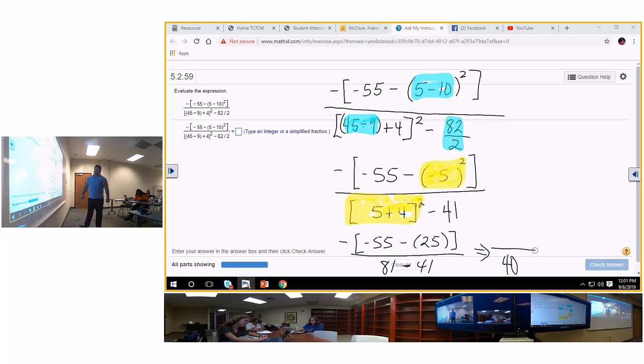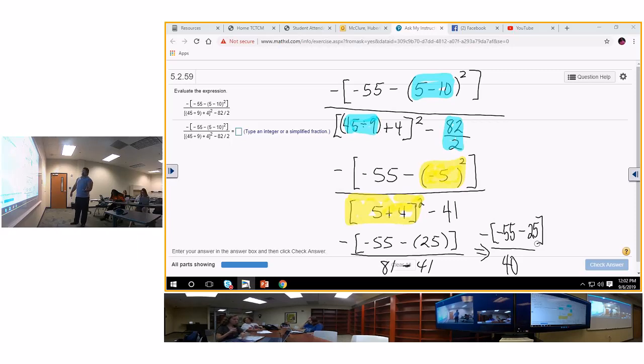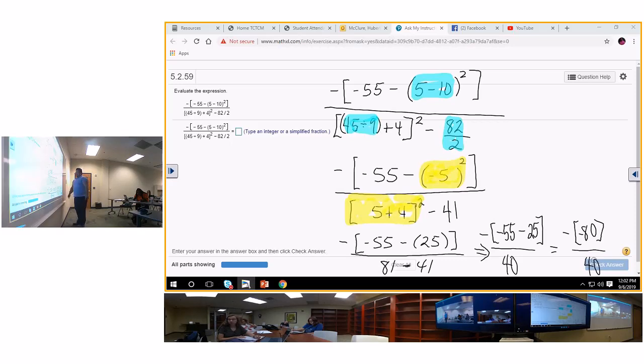Okay, let's focus on the top. Well, I'm going to rewrite it as negative brackets, negative 55, and what's negative 55 minus 25. I got rid of the parentheses. I distributed that negative 1 to that 25. Now, if you owe $55 and you owe $25, what do you owe? $80, Hubert. That's right, class. And then what's negative 1 times negative 80?